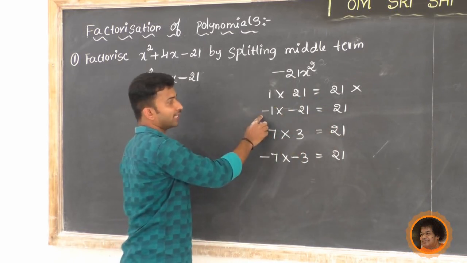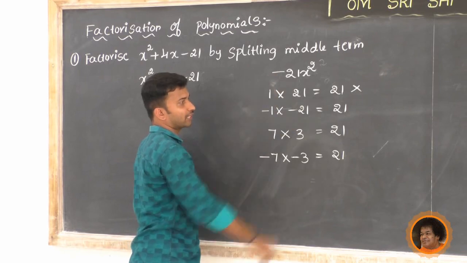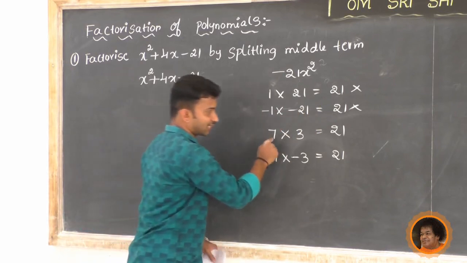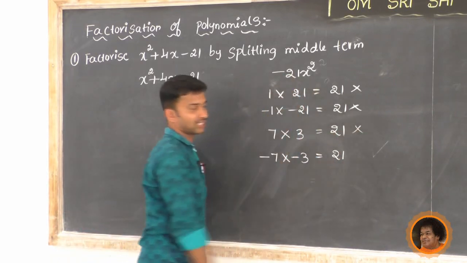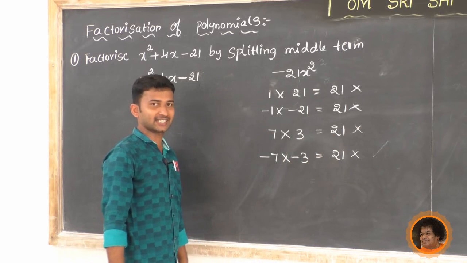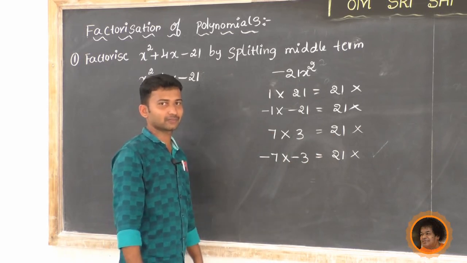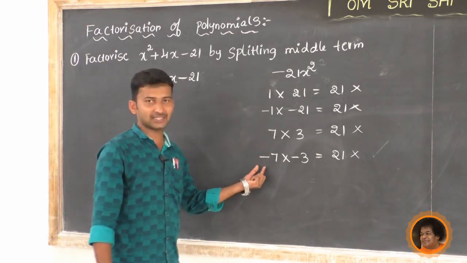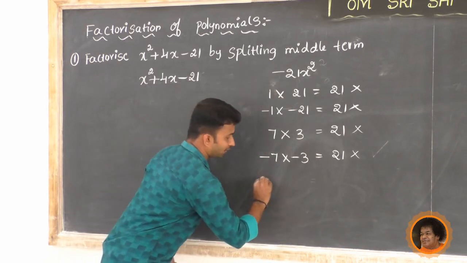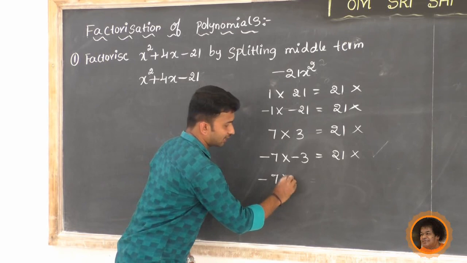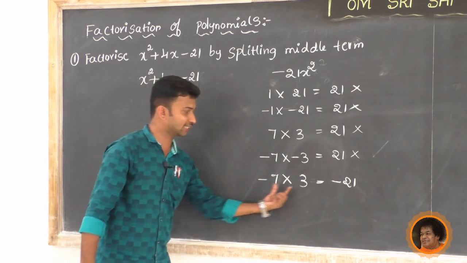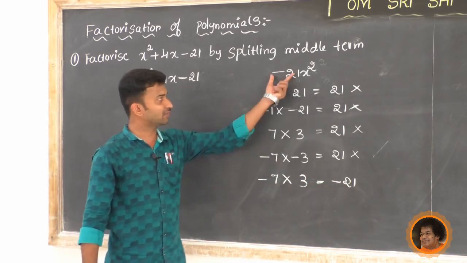Next, minus 1 into minus 21 is plus 21. Here we have minus 21, so it's not necessary. 7 into 3 is also 21. Here we have minus 21. Minus 7 into minus 3 is also 21. It's also rejected. What to do now? So we change for minus 21 x square. Yes, we have minus 7 and plus 3. Minus 7 into 3 is minus 21. Yes, we have minus 21 x square.